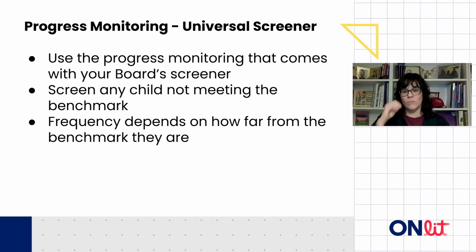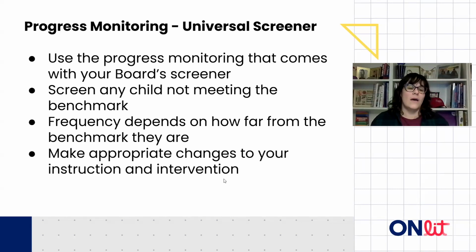The reason for this, again, is we're not trying to necessarily just see if the students are developing and if their skills are progressing. We want to know if the intervention and the explicit instruction that we're going out of our way to do is actually effective. If it's not, we need to make the appropriate changes to the instruction or to our intervention.